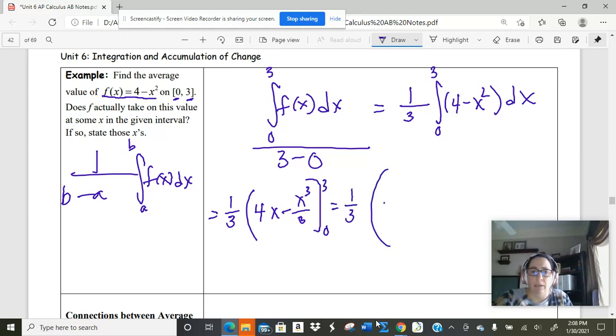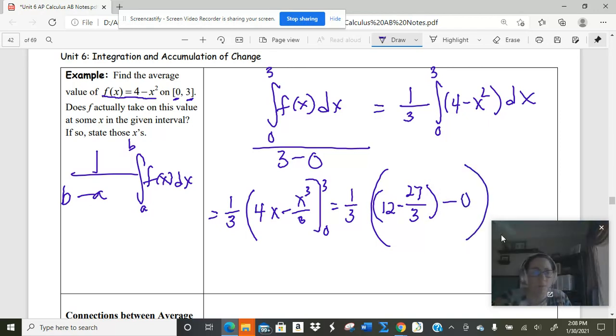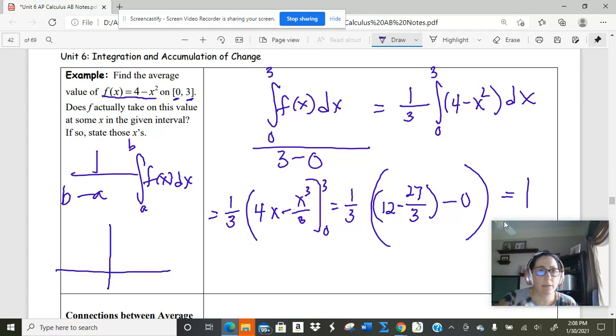So first I'm going to plug in my 3 minus plug in my 0, and then simplify. And I got an average value of 1. So let's look at this graph right here. The graph is a parabola facing down, shifted up 4.